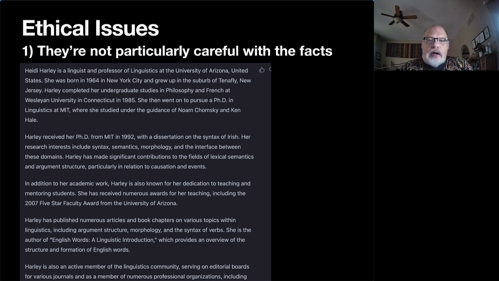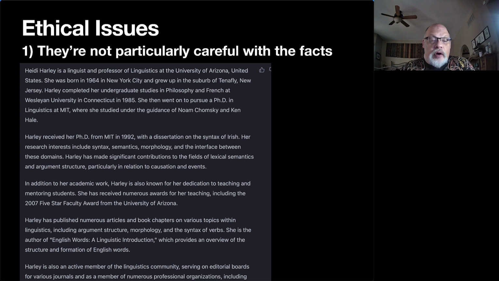Now, I'm going to address the issue of how that plays out with generative grammar in a moment, but I do want to take a moment, as an aside, to talk about ethical issues that arise with large language models. So, first of all, they're not particularly careful with the facts. So here is a piece of text that I asked it to generate about my colleague Heidi Harley here at the University of Arizona. And it generated a very interesting biography of her. Some of it is correct. She is a linguist and professor of linguistics here. She did study at MIT.